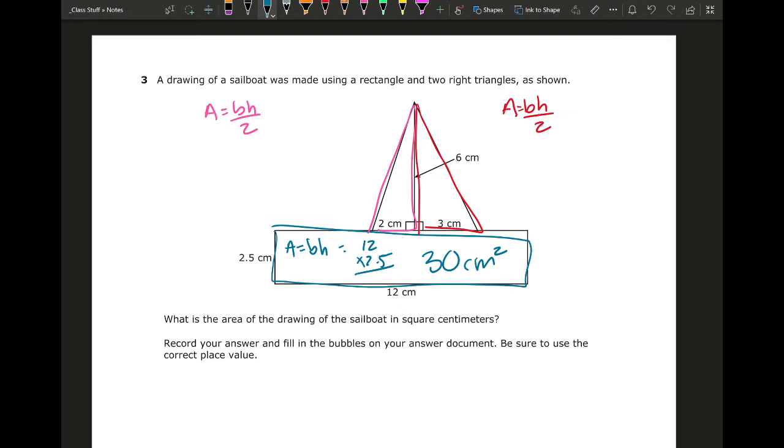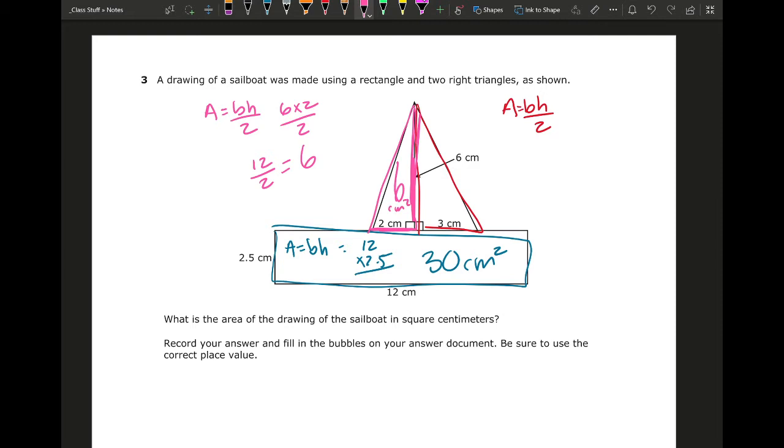And then let's look at the pink triangle. For the pink triangle, we have the base right here at the bottom, and the height is gonna be the same height for both of them. So this is gonna be 6 times 2, then divided by 2. 6 times 2 is 12, divided by 2, which gives you 6. So this right here is 6 centimeters square.